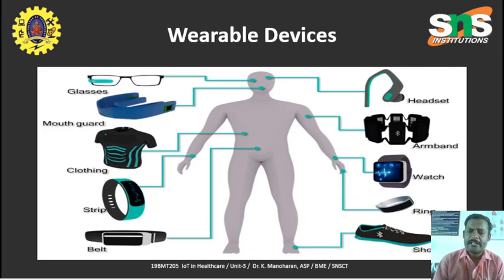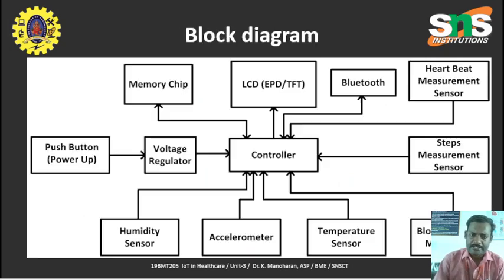That will be connected to the IoT cloud. So we need to use a Wi-Fi device or a GPRS device. Look at this architecture, the block diagram for a wearable device. Here we use this controller. This is the microcontroller. For this we need to give some power supply. Look at this power up button, and then we have this voltage regulator.